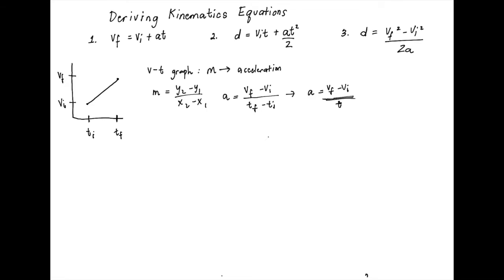Okay, and then rearranging this equation for the final velocity, we cross multiply it with At, and then we have Vf minus Vi. Transposing this Vi to the other side, we have At plus Vi equals my Vf. So rewriting my equation, Vf is equal to Vi plus At. And we have now derived our first equation.